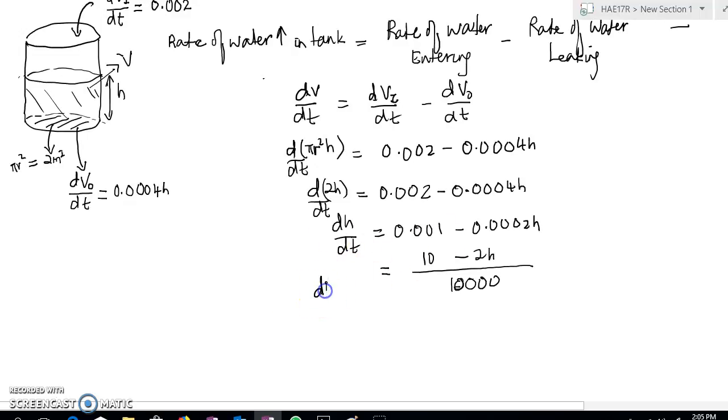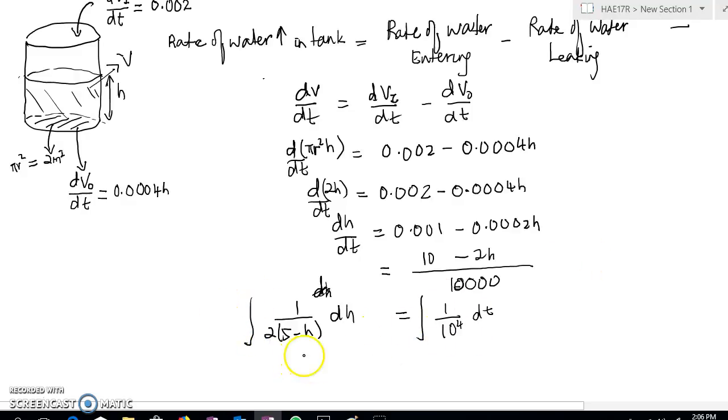Okay? After we have done that, making it easier to work with, we separate the variable. So once you separate the variable, let's do it slightly below here. So bring the h term over. You notice I can factor out the 2, so it becomes 5 minus h. And the right side becomes just 1 over 10,000, which is the same as 10 to the power 4, dt. Integrate both sides.